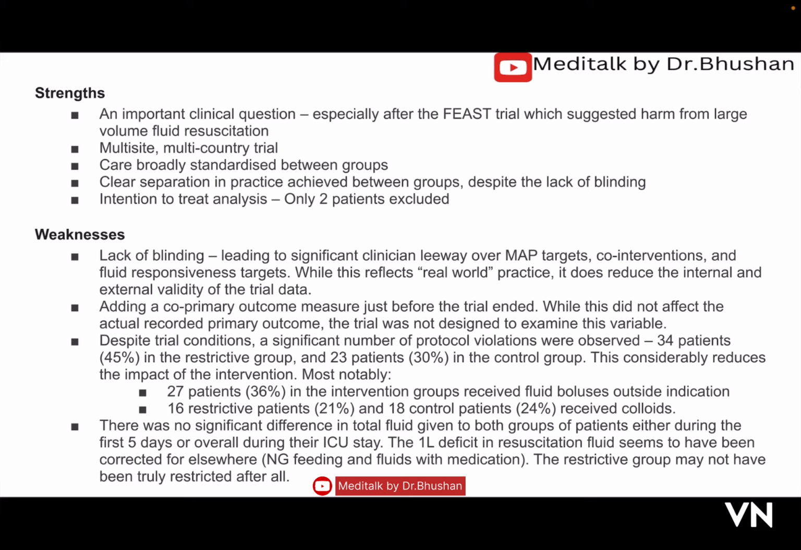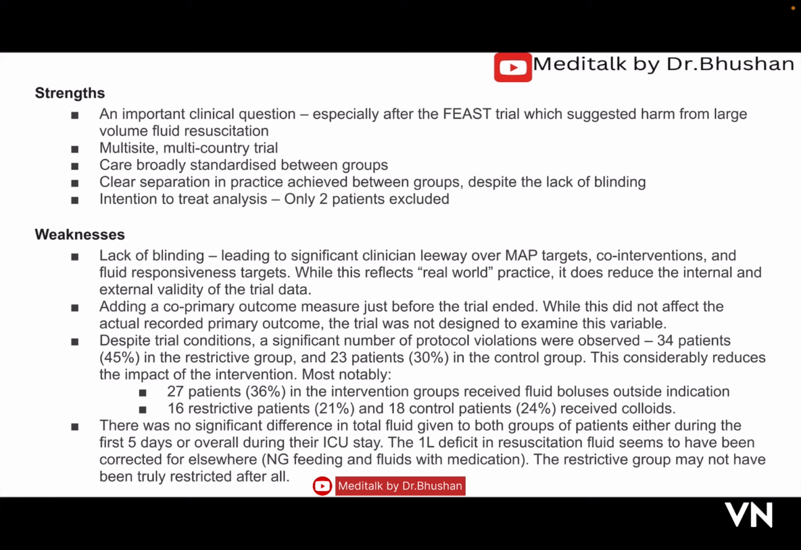Multi-site, multi-country trial, care broadly standardized between the groups, clear separation of practice achieved between the groups despite the lack of blinding. Intention to treat analysis: only 2 patients excluded. Lack of blinding leads to significant weaknesses for this trial. Significant clinician leeway over the MAP target, co-intervention and fluid responsiveness target.